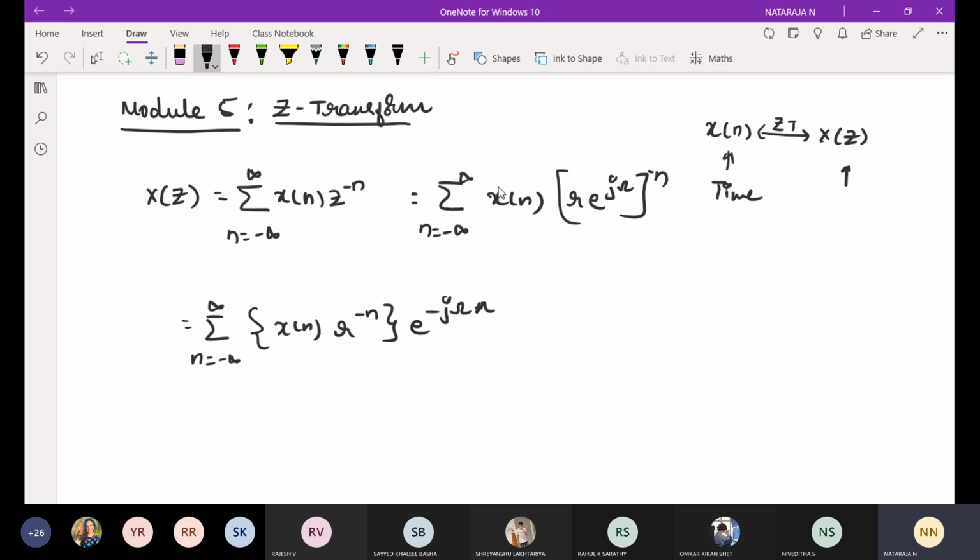Time domain equation. This will be my frequency domain equation. I'm going to convert one form of signal to another form of signal. It means my signal is a time domain signal, and I'm going to convert this into a frequency domain signal. We are going to convert one form of signal to another form of signal by use of the Z transform, which will be more convenient for the application.